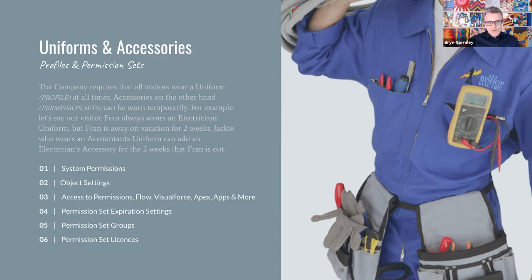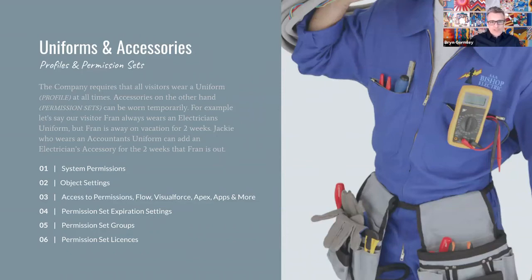So permission sets, on the other hand, are very similar to profiles, but they can be worn in a temporary capacity. Let's say our visitor, Fran, always wears an electrician's uniform, but Fran's going to go away on vacation for 2 weeks. Jackie can't change her uniform. She's an accountant, but she might want to help out with some of those requirements while Fran is gone. So she's going to put on an electrician's accessory, let's say a belt or a hat. With this permission set, it can be set to expire after 2 weeks. So as an admin, you don't really have to think about that again.